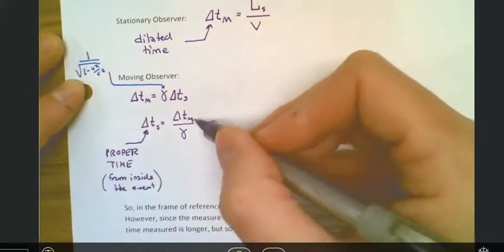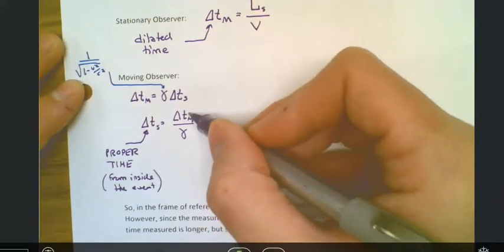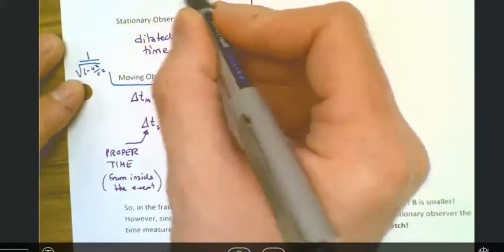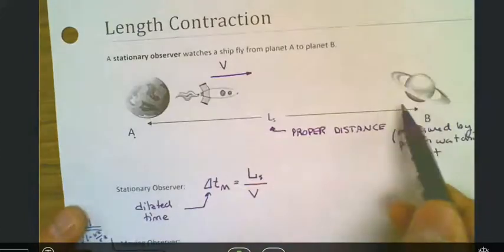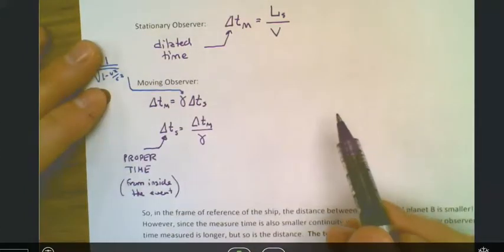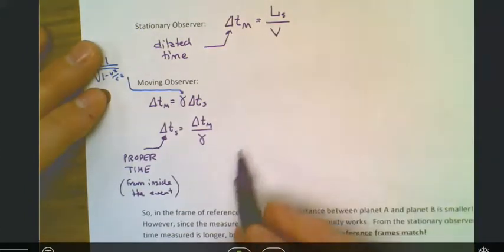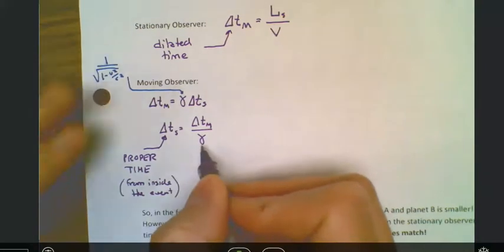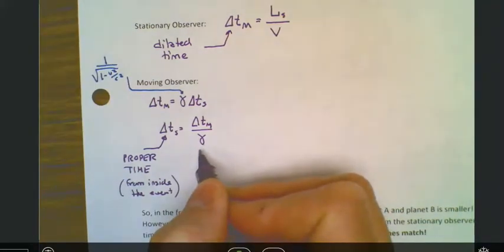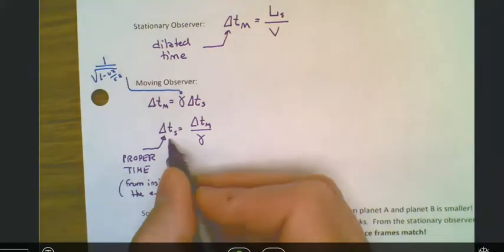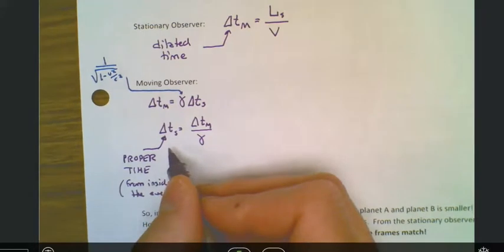So inside the ship, they're going to take the time that you measured to go across from planet A to planet B, divided by the speed, and they're going to find that if you divide it by the gamma factor, however fast they're going, let's say the gamma factor is 2, you would take the time divided by 2 and you'd see it takes half the time. So the person in the ship is going to measure half the time.